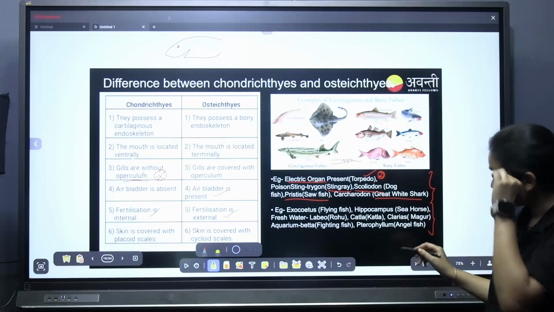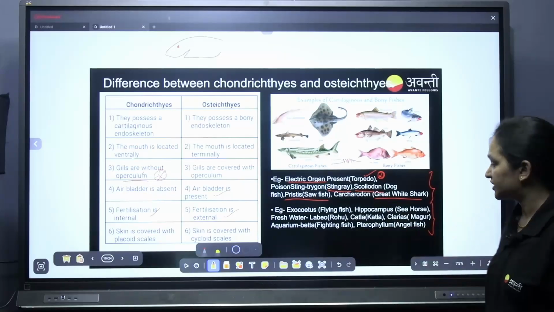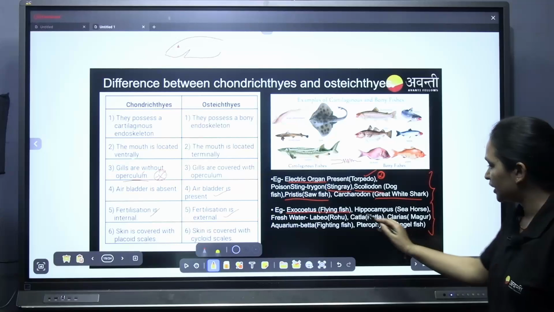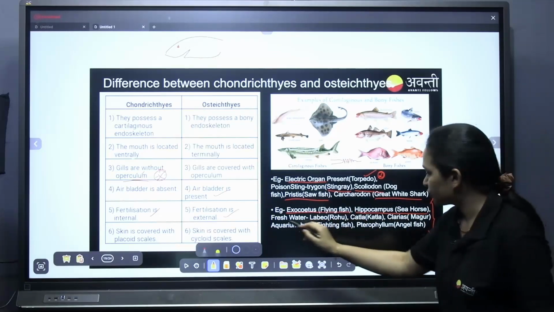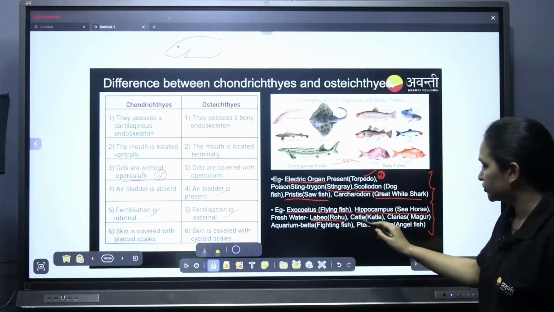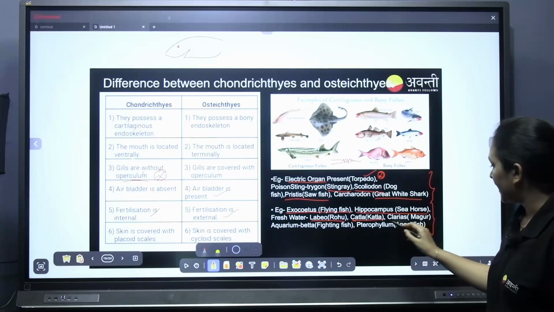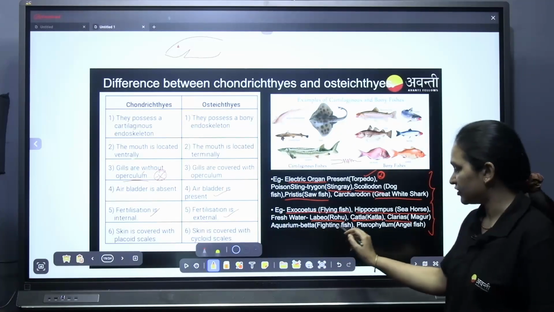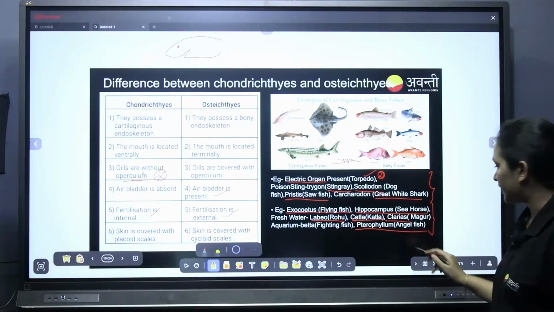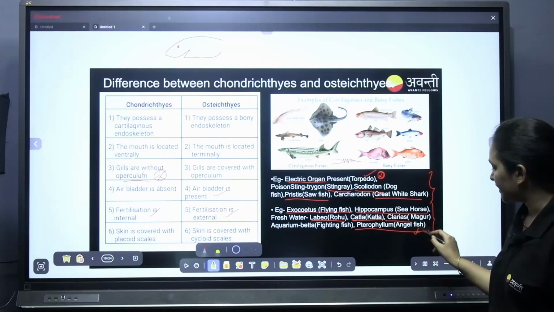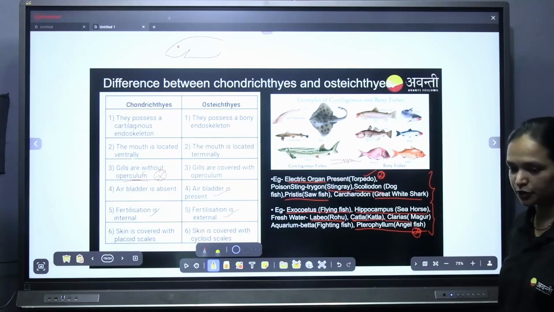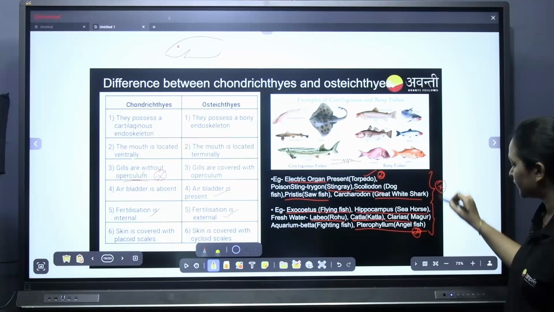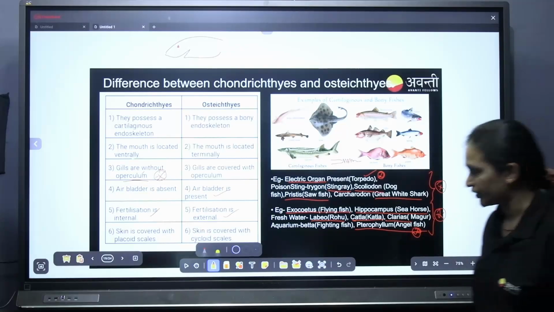Coming to the bony fish, that is Osteichthyes: Exocoetus is called flying fish. Hippocampus is a seahorse. Freshwater fish: Labeo, that is rohu, Catla and Clarias. Aquarium fish: Betta is called fighting fish. And Pterophyllum is an angel fish, they have asked it as a PYQ. These are the examples, and you need to remember the examples. All examples are very much important.